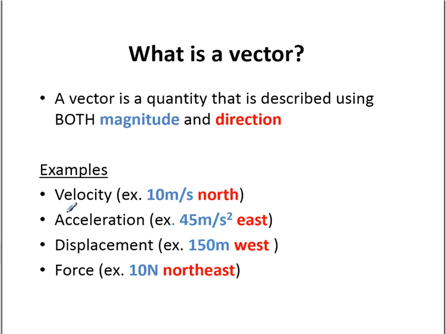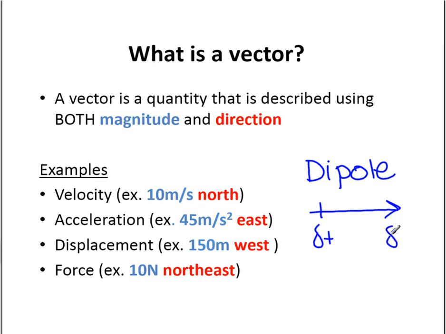The type of vector that we use in chemistry, which you've already seen before, is a dipole. Dipoles are examples of vectors. They have a magnitude, which is determined by the electronegativity difference, and they have a direction, whichever way they're pointing. Remember, dipoles, when we show them on our molecular structures, are an arrow with a plus sign on the end. This end here is the partial positive end, and this end here is the partial negative end.